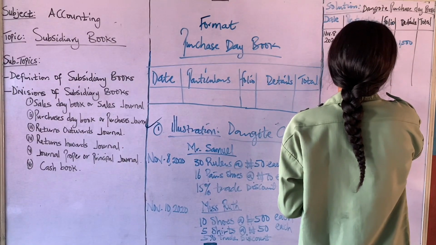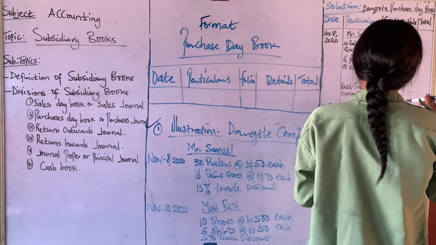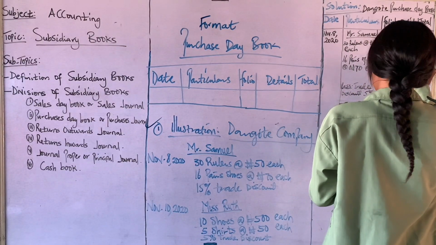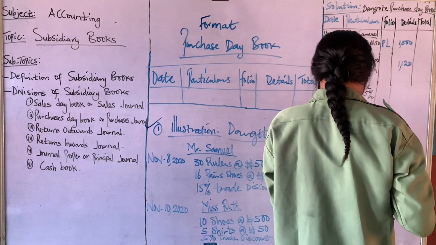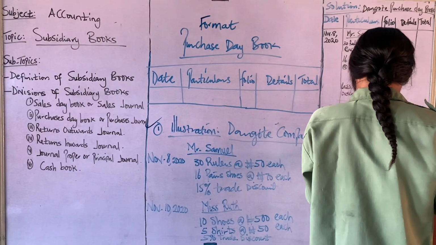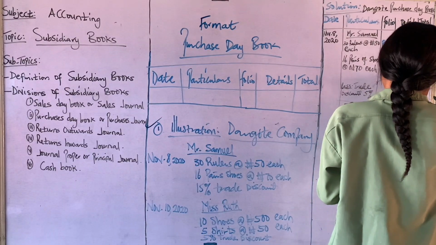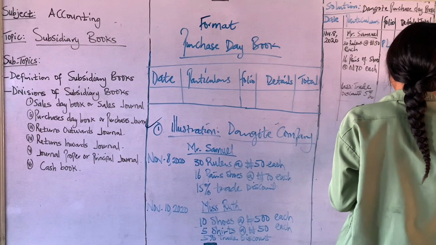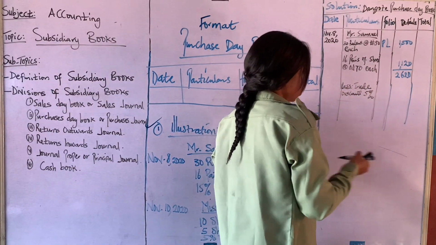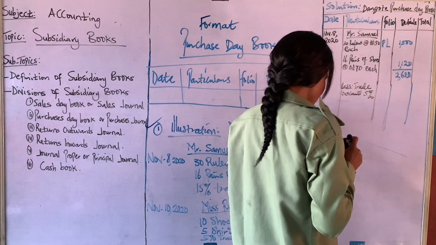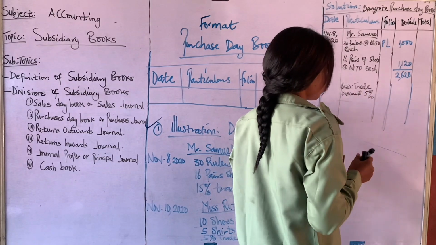Having done that, do the same here, 16 times 70 naira. And you are left with 1,120 naira. Add it up. If you add this to 1,500, you have 2,620 naira. Okay, that is it, 2,620 naira. And we are asked to less 5% trade discount.